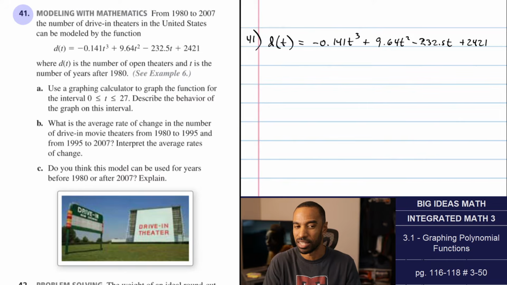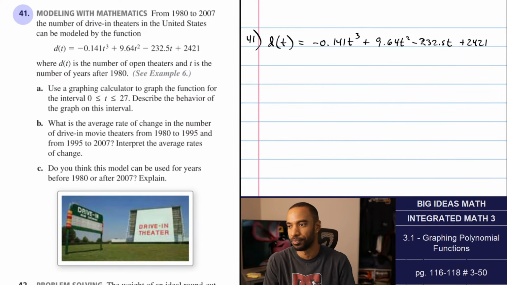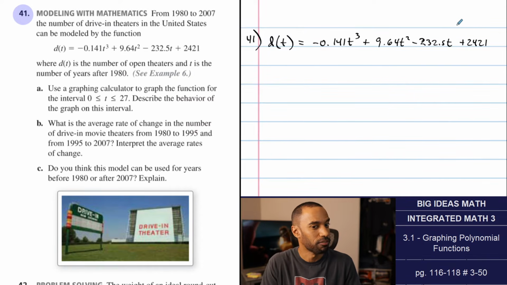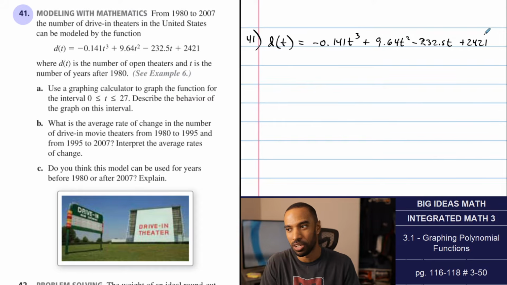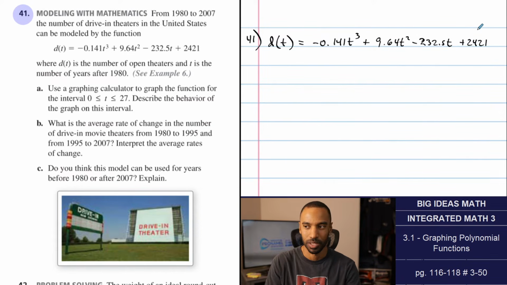Normally they say since 1980. Does that mean, I guess when t is 0, that means 1980? To interpret it, in the year 1980, there were this many drive-in theaters, according to the model, because that would be when t is 0.